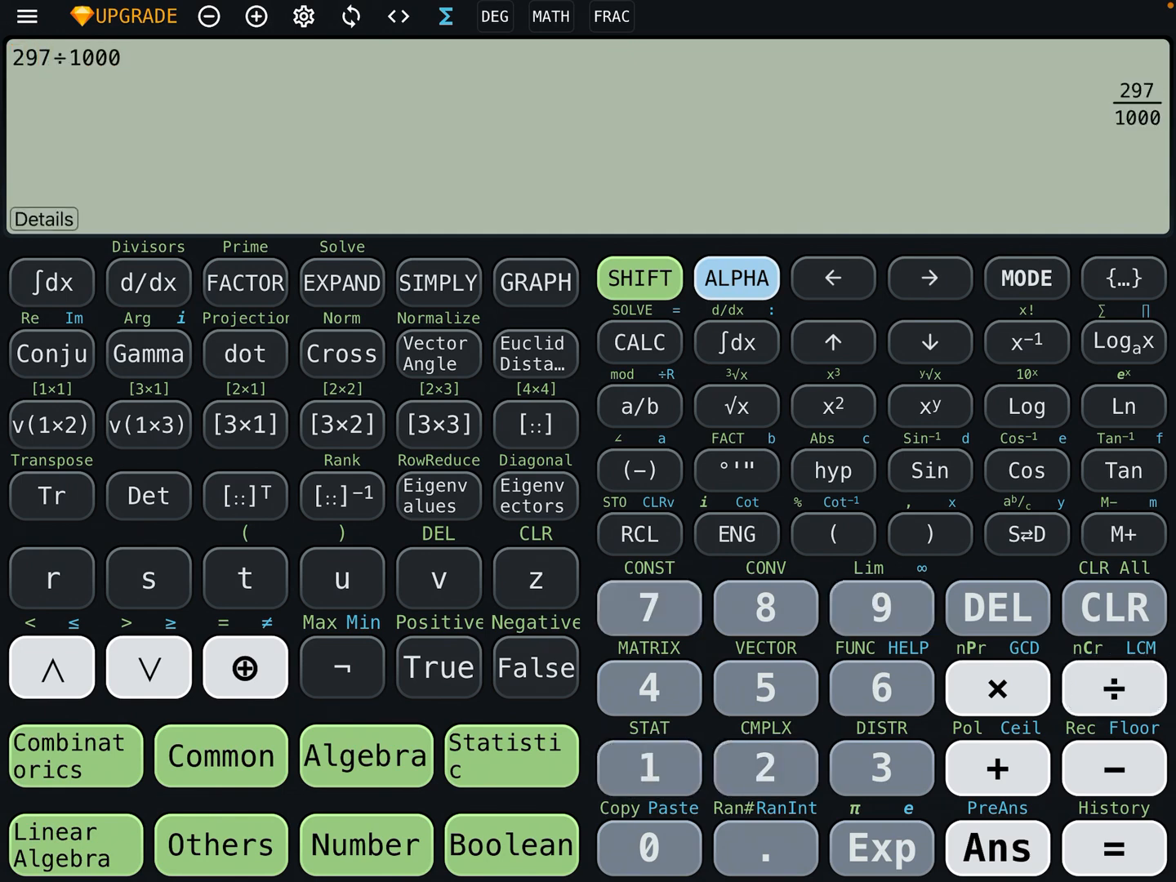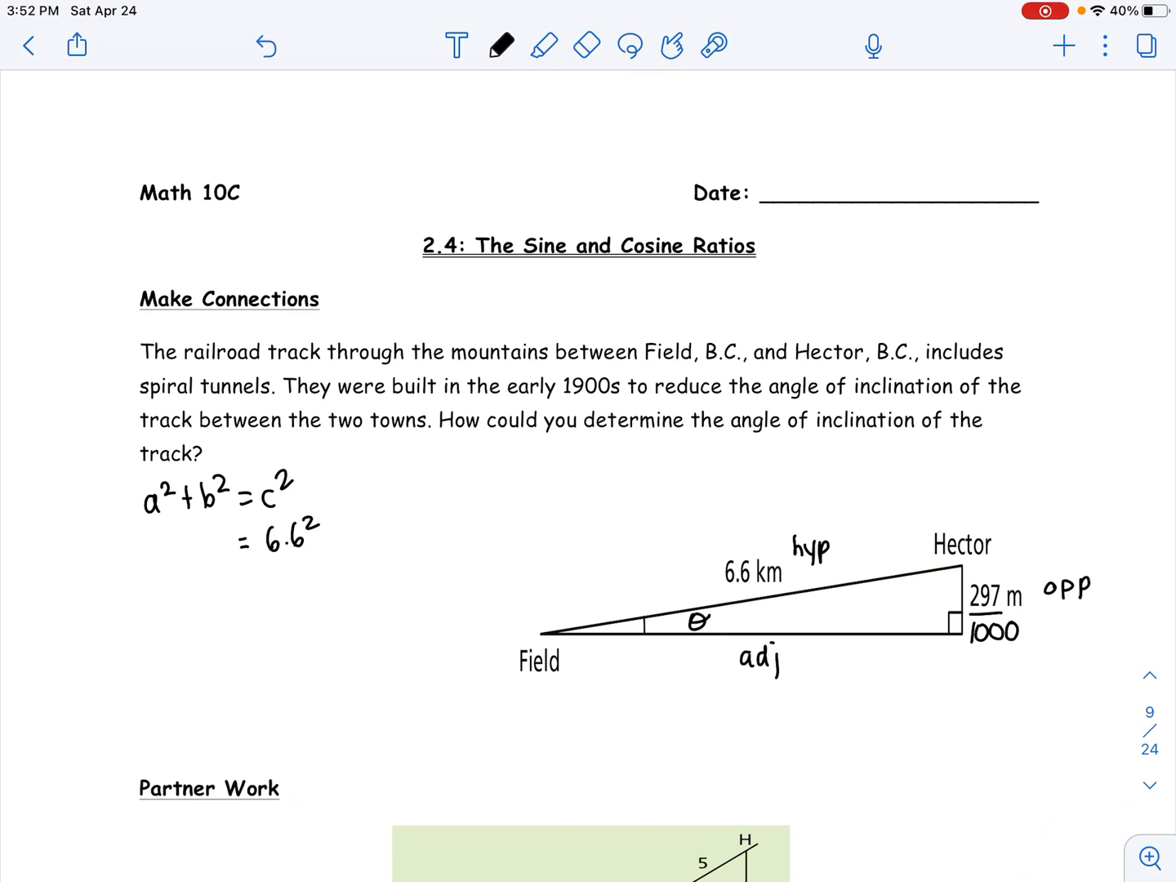297 divided by 1,000 gives me 0.297. So some of you will have to press that S to D button. Remember, the S to D changes it from a fraction to a decimal. So S to D, 0.297. Now we can use that number because if they're not both in kilometers, then our answer is not going to make sense later on. So we can fill that into either A or B. It doesn't really matter. I'll fill it into B.